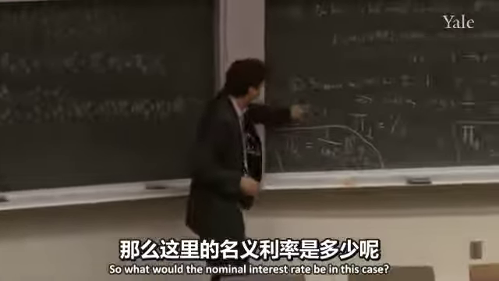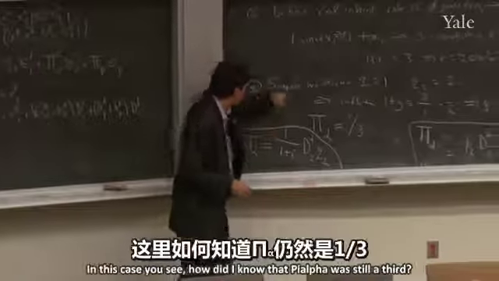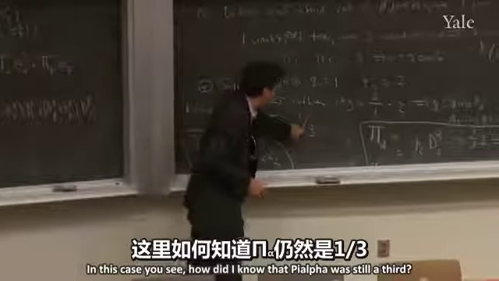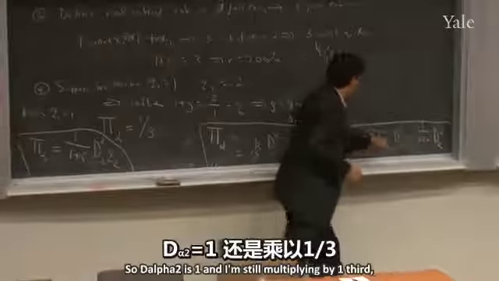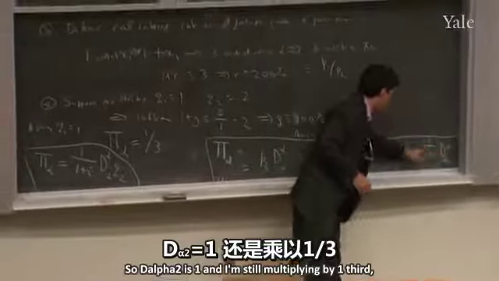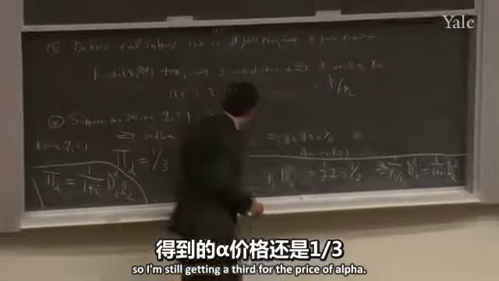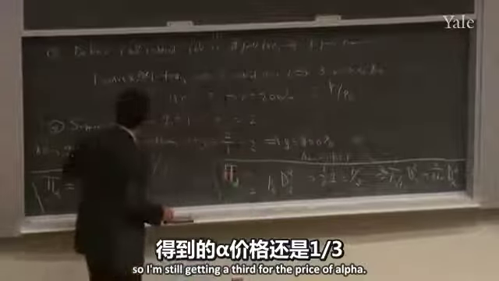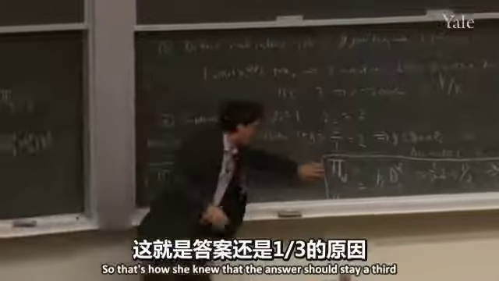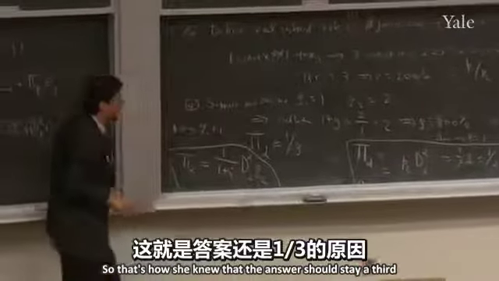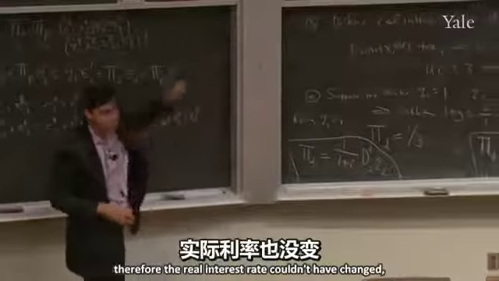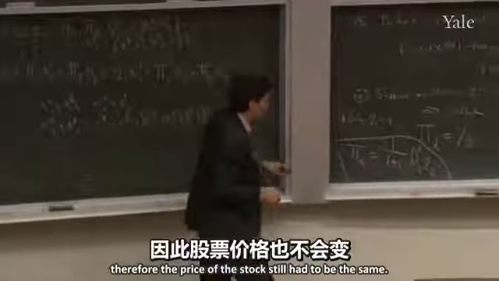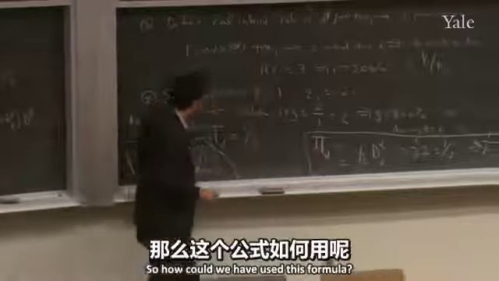Okay, so what would the nominal interest rate be in this case? How did I know the price of alpha was still a third? Because the real interest rate hasn't changed. It's still 200%. So D alpha 2 is 1, and I'm still multiplying by 1/3, so I'm still getting a third for the price of alpha. So that's how she knew the answer should stay a third, because she knew nothing real had changed in the economy. Therefore, the real interest rate couldn't have changed. Therefore, the price of the stock still had to be the same.